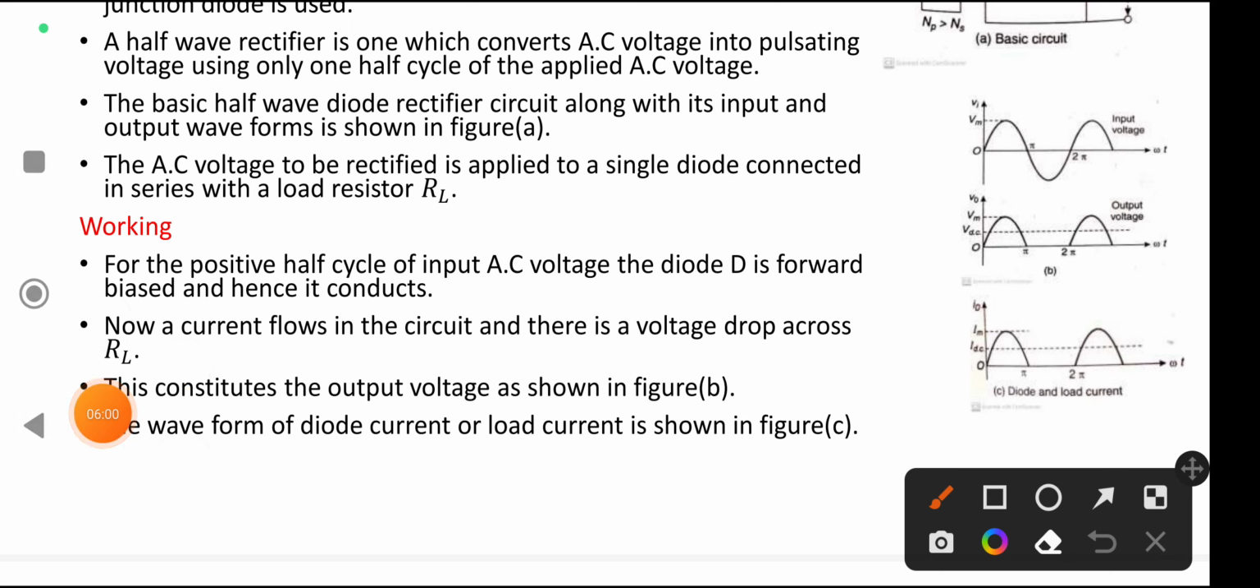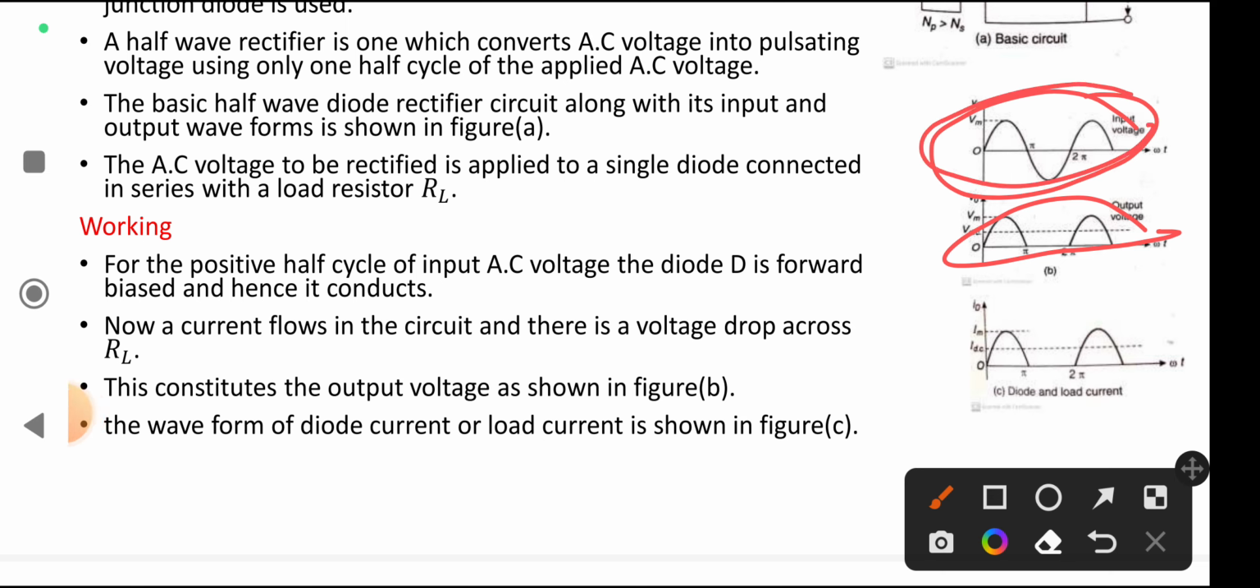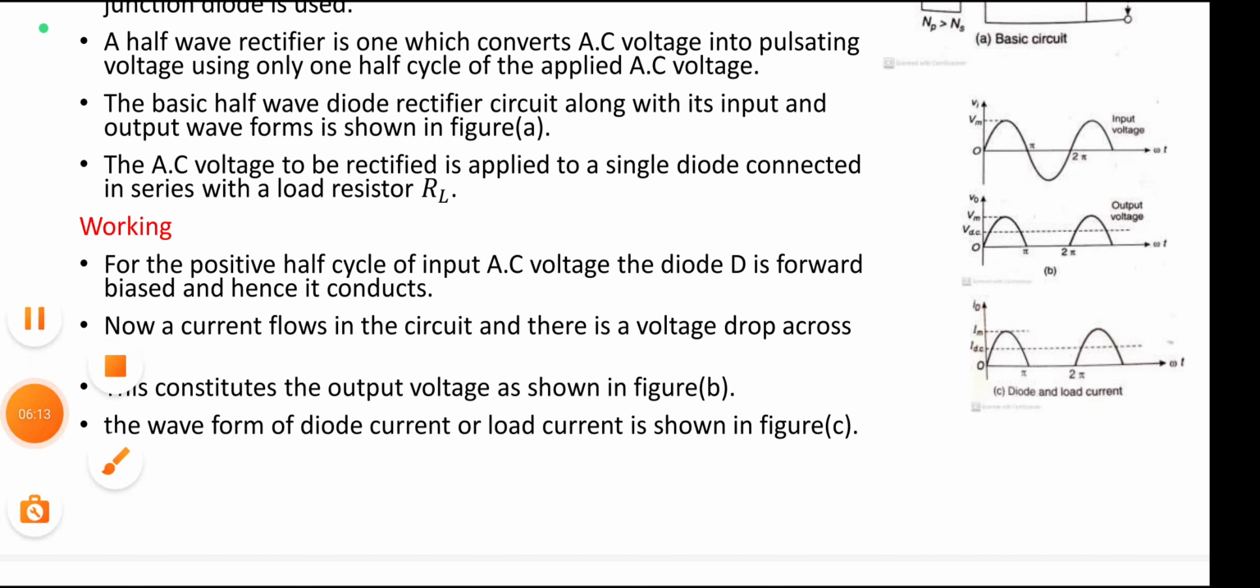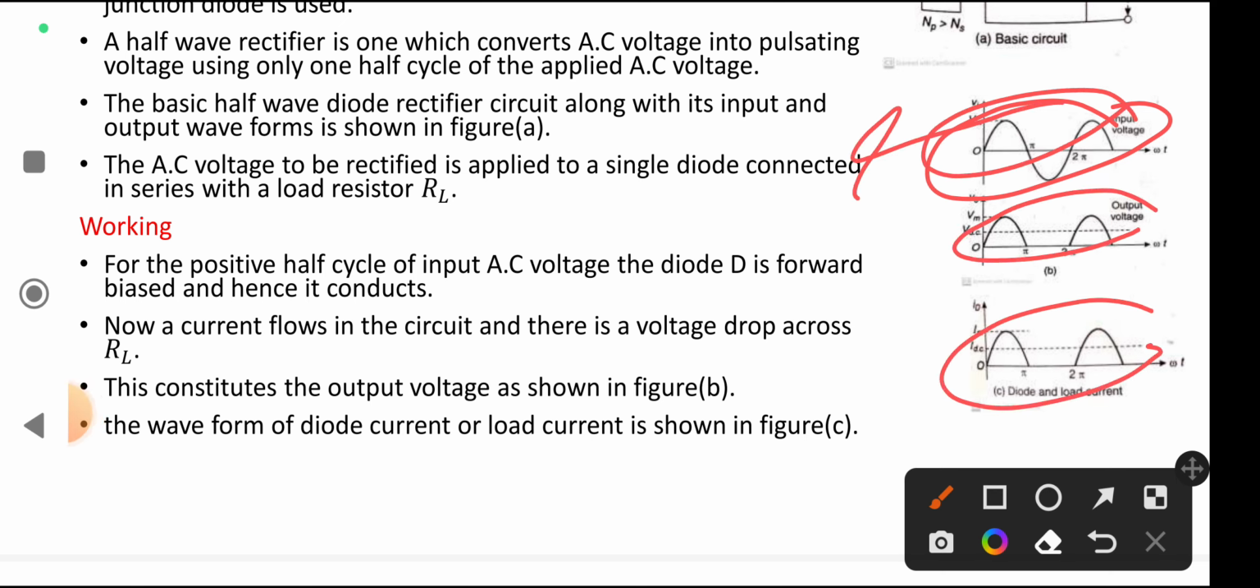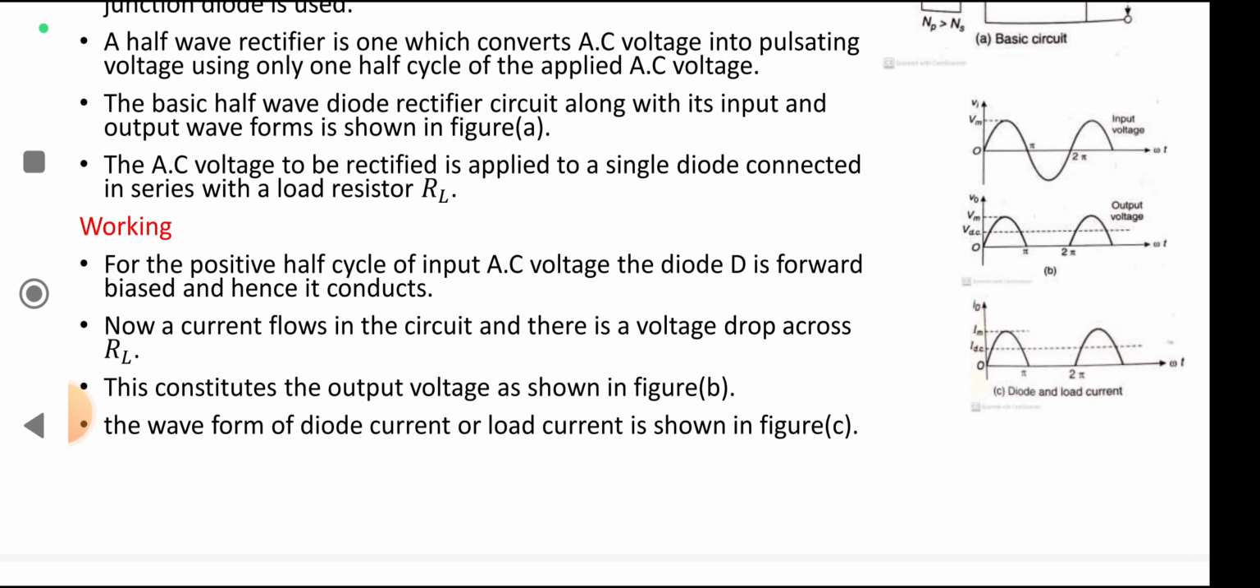If the input is a voltage signal, then you get this diagram. If it belongs to the current, then you get this one. So like this, two outputs are shown here. The first one is the input. If the input is current, then the diagram is this one. If the input is voltage, then the diagram is this one, the second diagram.